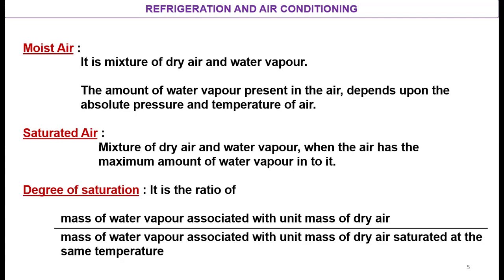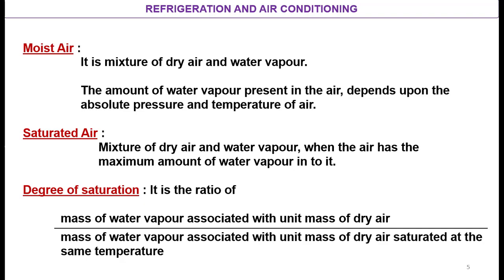The next term is the degree of saturation, which is normally represented by mu. In some textbooks, the symbol mu is used to represent the degree of saturation. So what is the definition for the degree of saturation? It is defined as the ratio of mass of water vapor associated with unit mass of dry air.